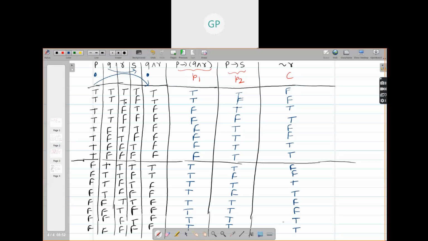Okay, now concentrate on the last three columns only. In the last three columns, do you get a row where your premises are true? In the first row, what do you see? Both your premises are true, right? Ma'am, yes. But P implies S is false there. Oh, that is P implies S, right? Sorry, did I make Q implies S? One minute.